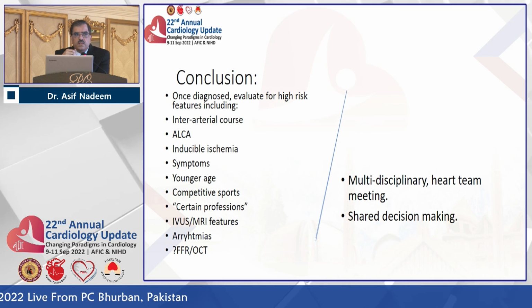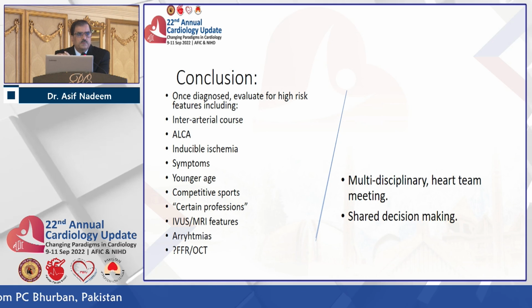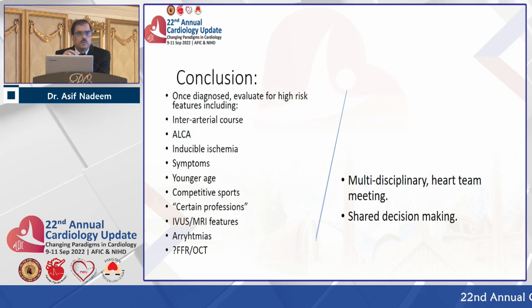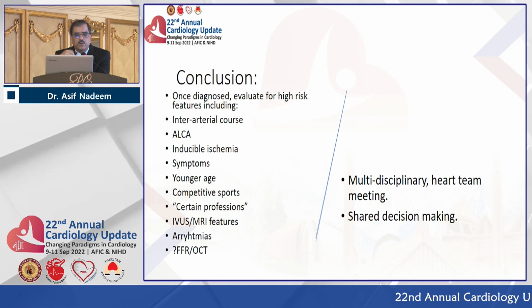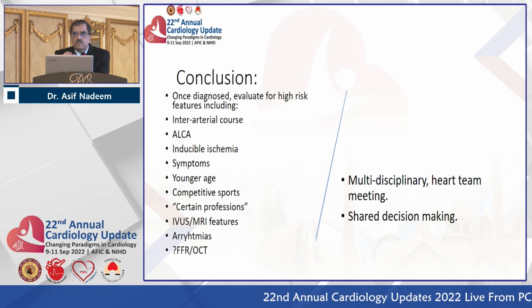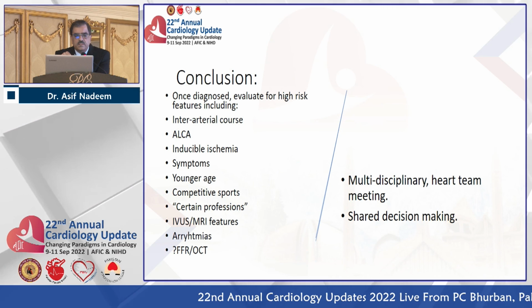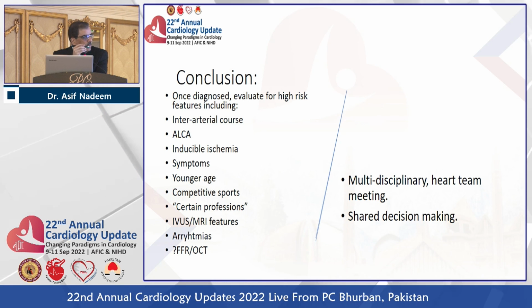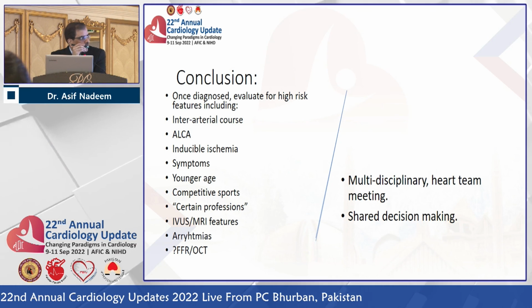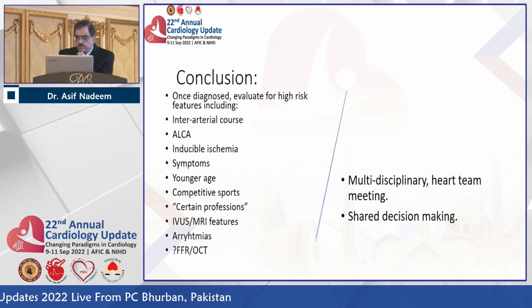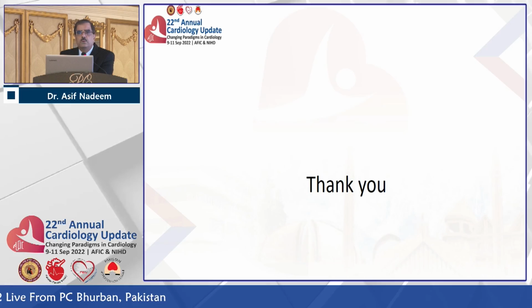IVUS, MRI features, as I have already mentioned, we are trying to have a big study in which we will see the results of these anomalous origins on the myocardium and their fibrosis. Then if the patients are having arrhythmias, they are more prone to have sudden cardiac death. FFR, OCT. In all these cases, we should have a multidisciplinary heart team meeting, and it should be shared decision making. So with that, I conclude my presentation. Thank you very much.